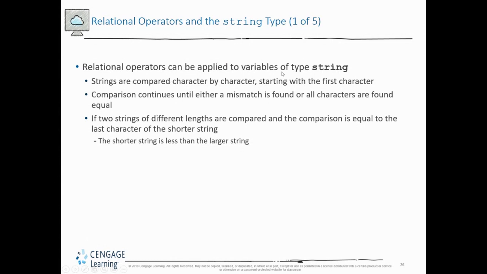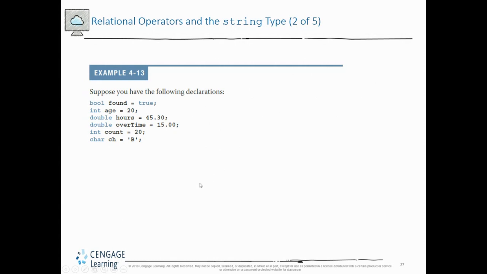Relational operators can be applied to variables of type string. Strings are compared character by character, starting with the first character. Comparison continues until either a mismatch is found or all characters are found equal. If two strings of different lengths are compared and the comparison is equal up to the last character of the shorter string, the shorter string is less than the larger string. So let me show you some now, or they're going to show us.